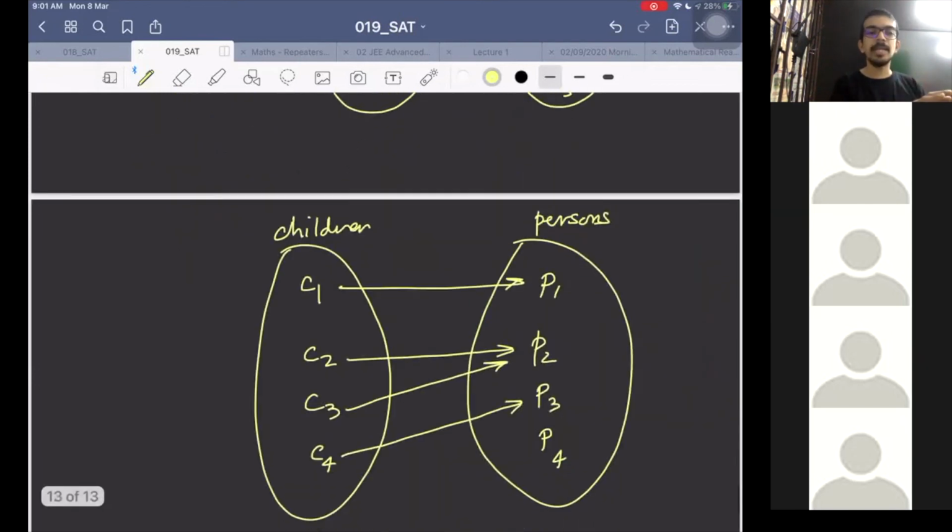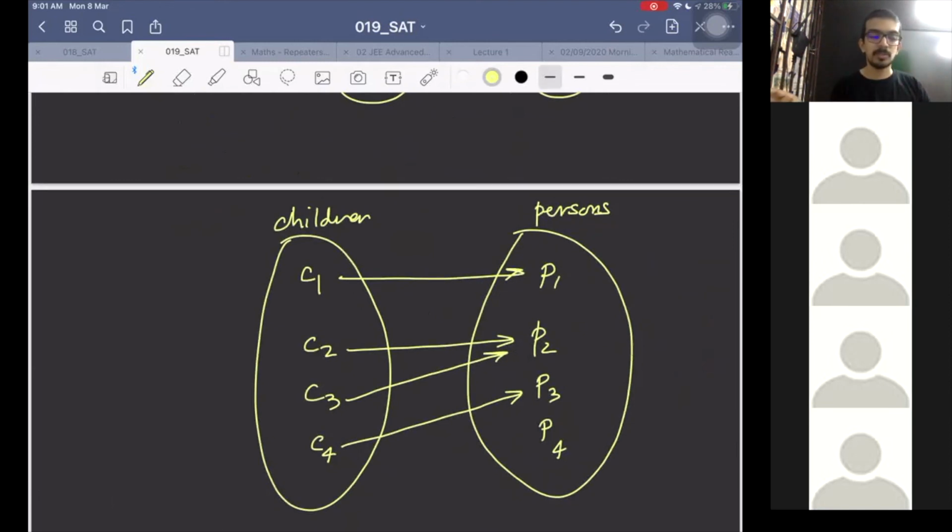Similarly, you can consider the child to father relationship. Every child has a father. Also, every child has only one father. There are persons in the second set without a kid, and there are persons in the second set with two kids. Got it? So this is what we call a function.